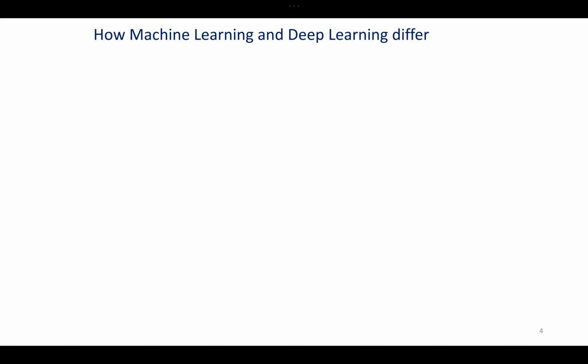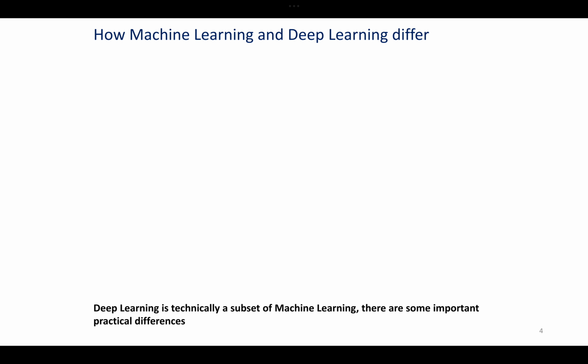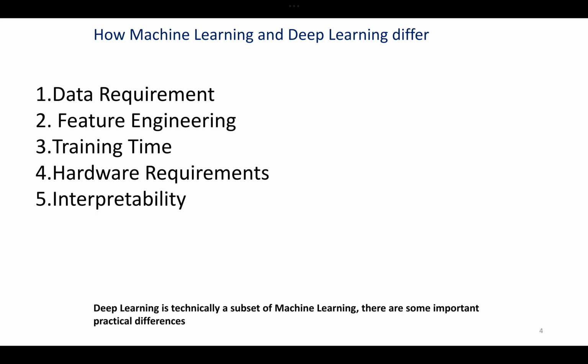So, now let's take a closer look at how machine learning and deep learning differ in key aspects. Even though deep learning is technically a subset of machine learning, there are some important practical differences. So now you might be wondering, if deep learning is just a type of machine learning, what really sets them apart? Well, let's break it down and look at five main differences.